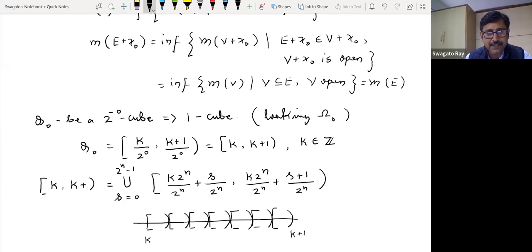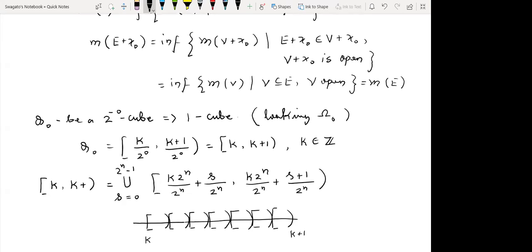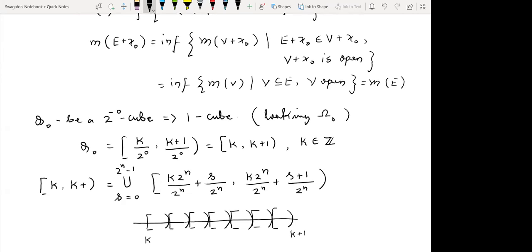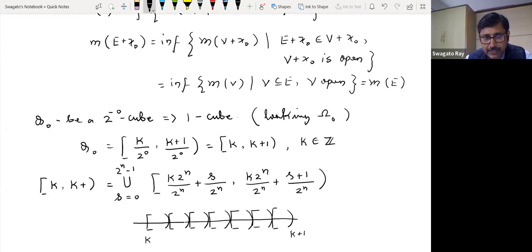Is this clear? For example, if you put S equal to 0, can you tell me which point you get? On the left side, if you put S equal to 0, what is the left endpoint? K, correct. K plus 1 by 2 to the n. Right. Left endpoint is K, that you agree, right? If I put S equal to 0. Now, put S equal to 2 to the power n minus 1 and tell me what is the right endpoint.